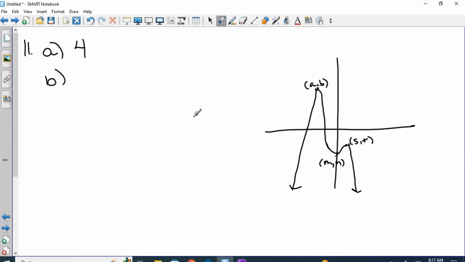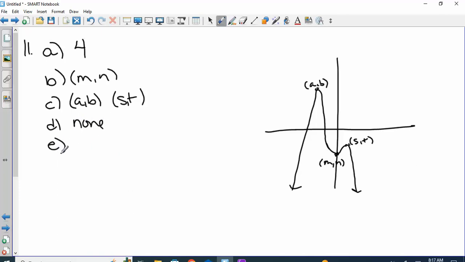Local minimum is not necessarily the lowest on the entire graph, just lower than the surrounding. See local max, so we have two of those, the high points. Do we have an absolute min? No, there is no lowest on the entire graph because it keeps going down. But we do have an absolute max, the highest on the entire graph.